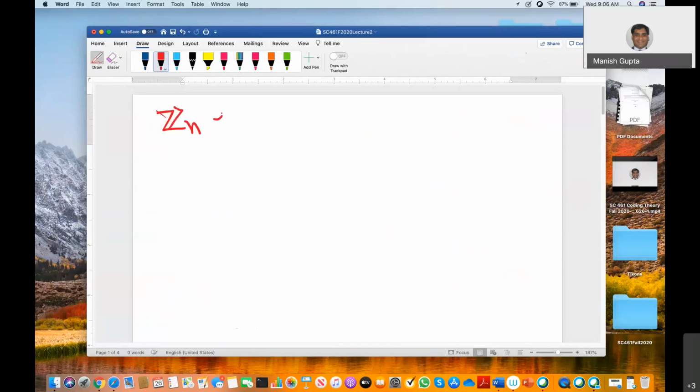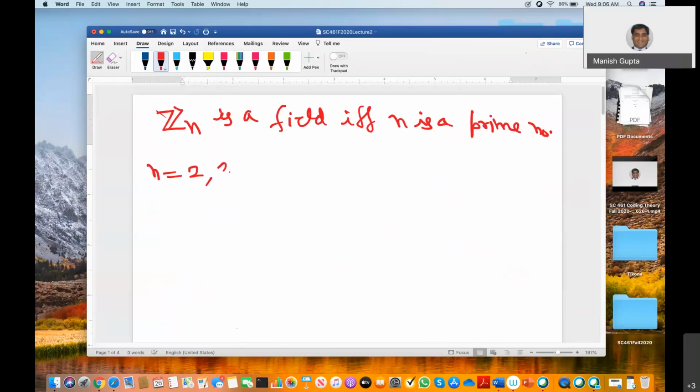Zn is a field if and only if n is a prime number. So 2, 3, 4, 5, 6, 7, 8, 9, 10, 11, 12, and so on.